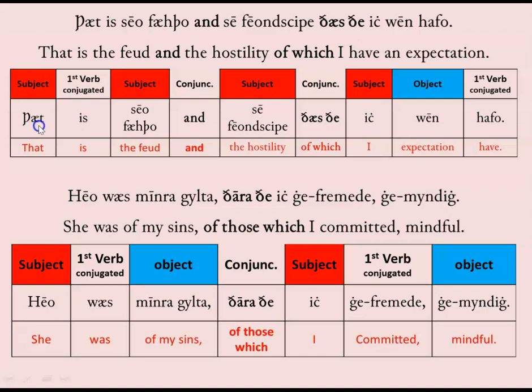You have to watch out for that. In this case, I'll take it as a subject, as the nominative, because that is referencing these two nouns here. Okay, heo was minara gulta thara the ich ye faremede ye mundi. Now this has a main clause, heo was minara gulta ye mundi. Okay, she was of my sins mindful.